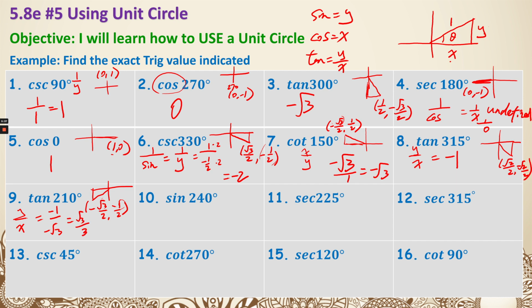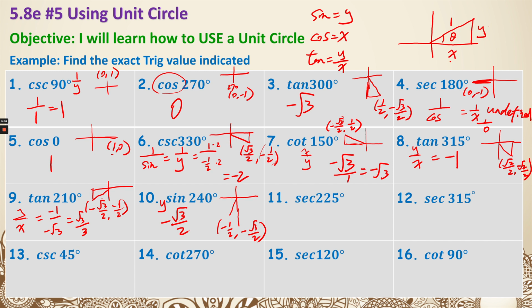That is number 9. Number 10, sine 240 degrees. 240 is getting closer to the 270, which you should be able to clearly see. That means my x is actually the short leg, so it's going to be negative 1/2, negative square root of 3 over 2. Sine is my y value, so it's just going to be negative square root of 3 over 2.